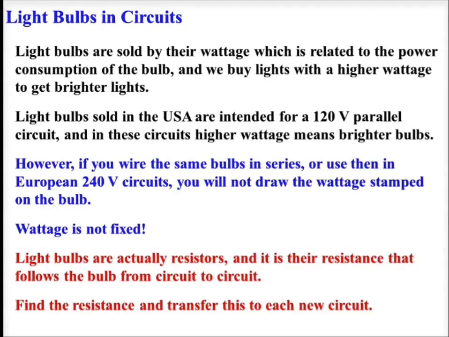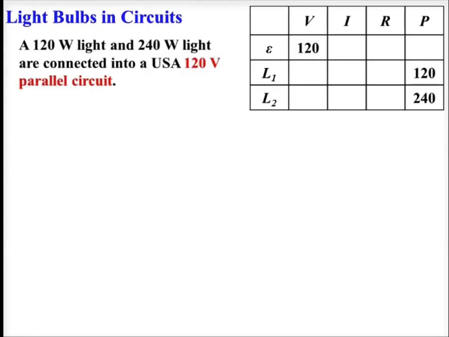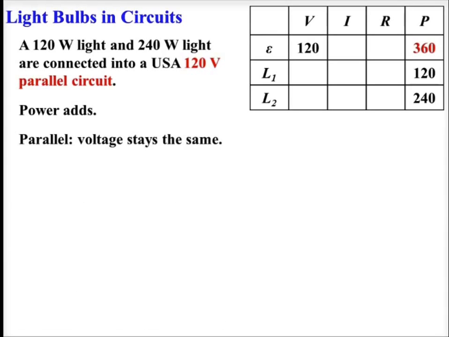So, let's look at the light bulbs in a circuit. We have a 120-watt light and a 240-watt light that are connected to a US 120-volt parallel circuit. Well, remember that power adds, so we have 240 plus 120 gives us 360. If we know power and we know voltage, we can solve for the current and the total resistance.